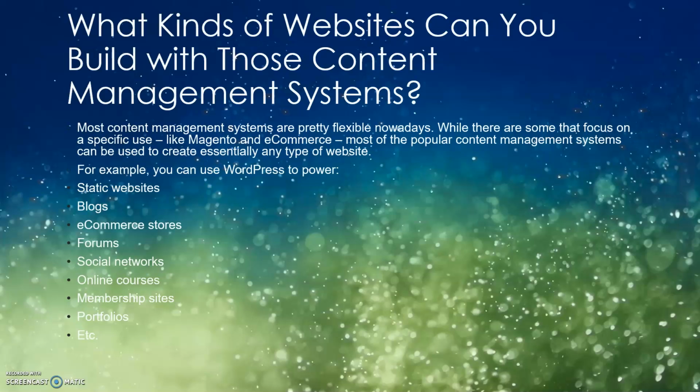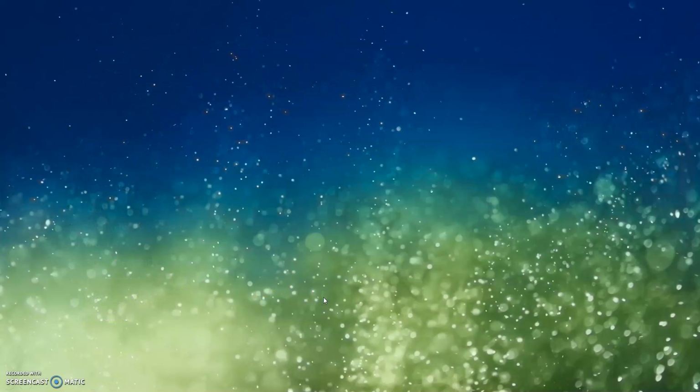What kinds of websites can you build with content management systems? Most content management systems are pretty flexible nowadays. While there are some that focus on specific uses, like Magento and e-commerce, most of the popular content management systems can be used to create essentially any type of website. Static websites, blogs, e-commerce, forums, social networks, membership sites, e-portfolios, etc.